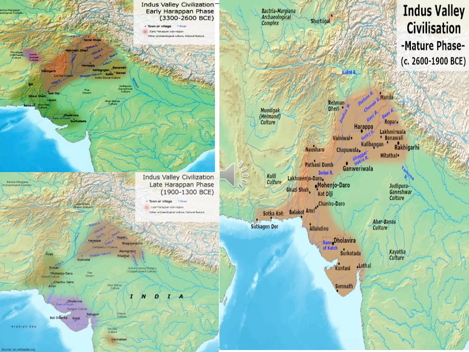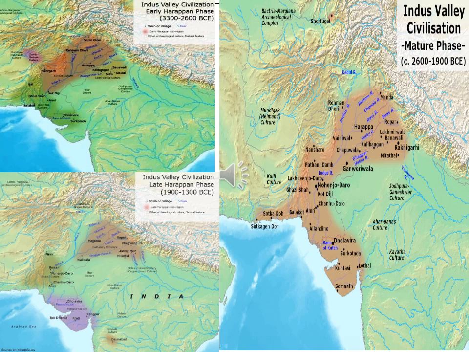The period of the civilization has been divided into early, mature, and later Harappan. Early Harappan is from 3300 BC to 2600 BC. Mature Harappan is from 2600 to 1900 BC. Later Harappan existed up to 1700 BC. After that there was a decline of the Harappan civilization.